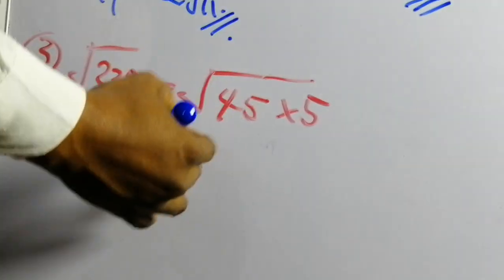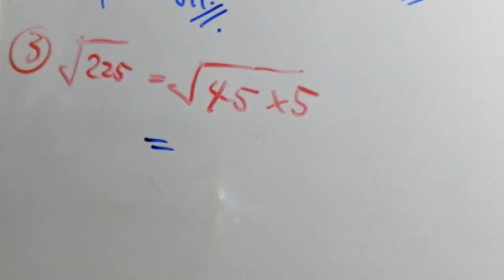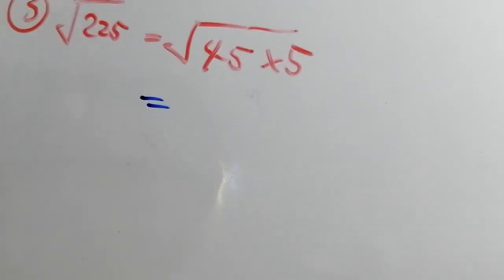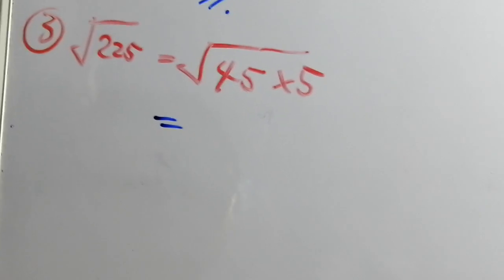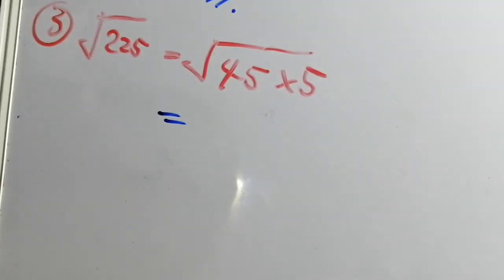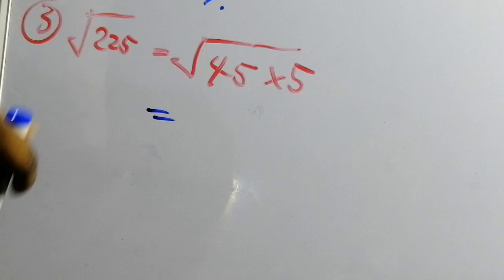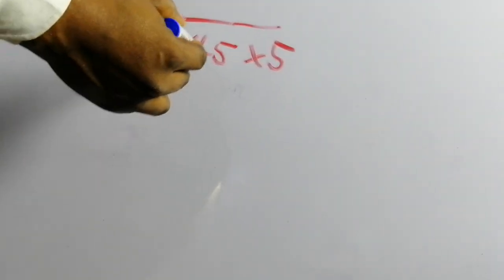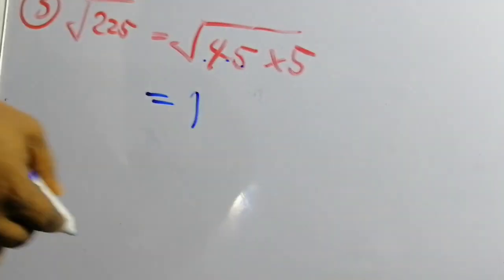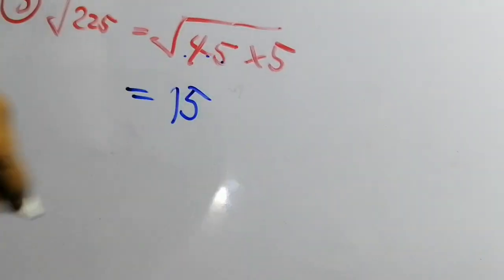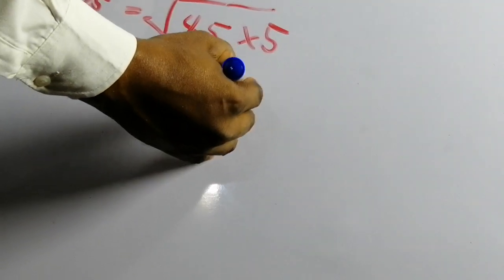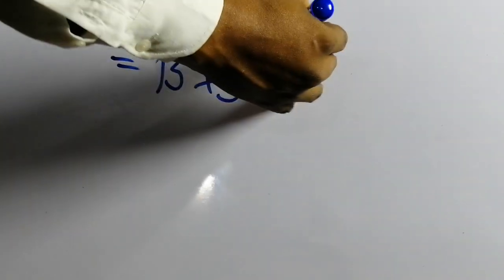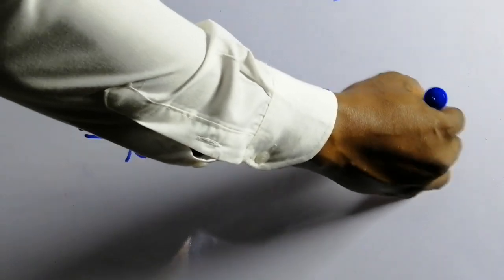I can go ahead and say, okay, now I have 45 times 5. What can go in 45 again? I'll start thinking 2 cannot go. 3, can 3 go? 3 in 4, that is 1. Then 3 in 5, that is 15. So it means 5 times 3 can give me 45. So this one is the same thing as root 45 times root 5.